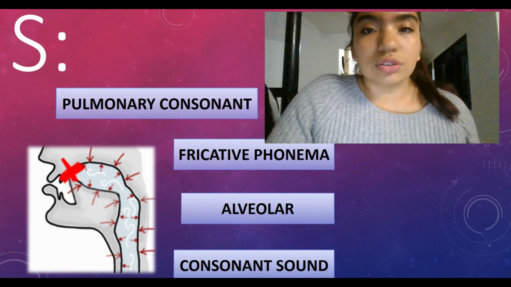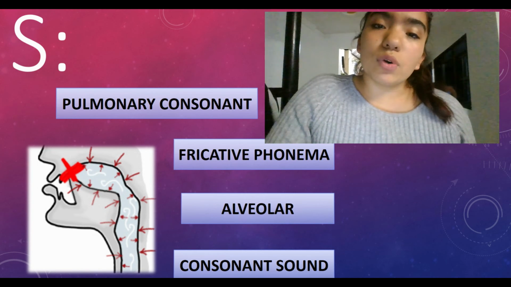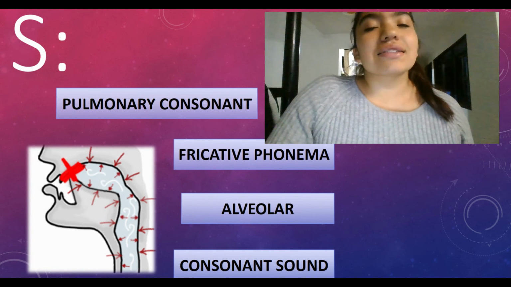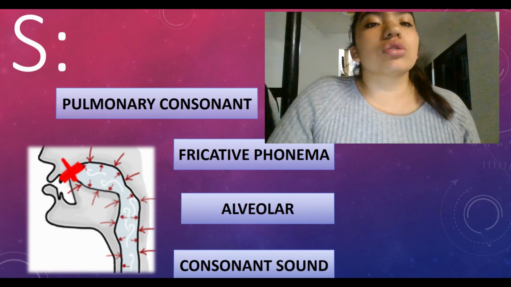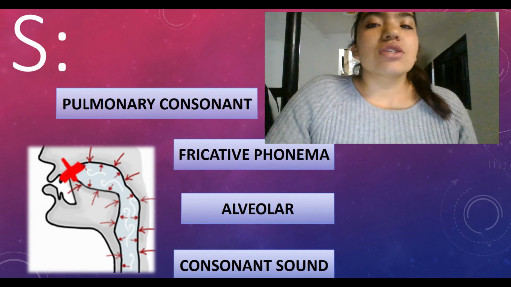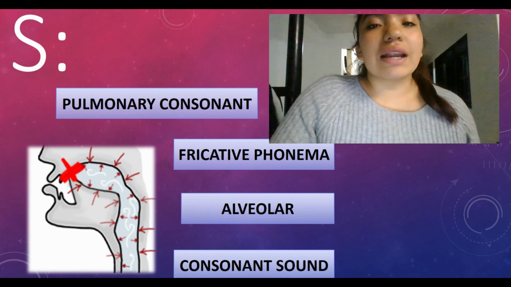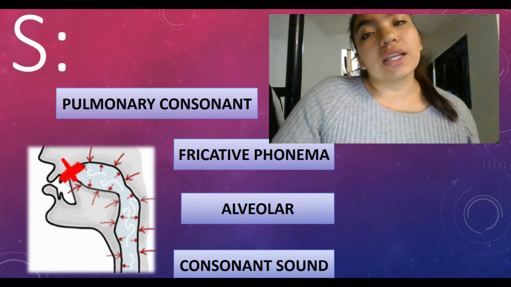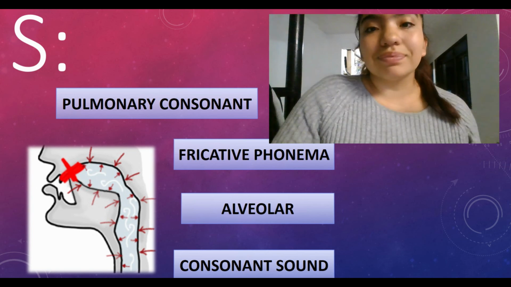It is an oral consonant, which means that the air comes out through the mouth, not through the nose. It is a central consonant, so the air passes more through the center of the upper surface of the tongue than through the sides. It is a pulmonary consonant, which means that the air comes directly from the lungs during its articulation, not from air stored in the mouth or from clicks.